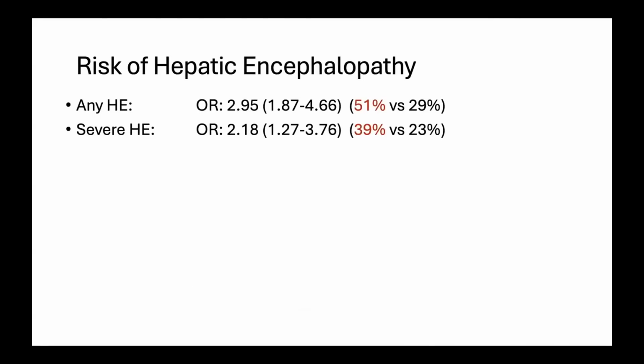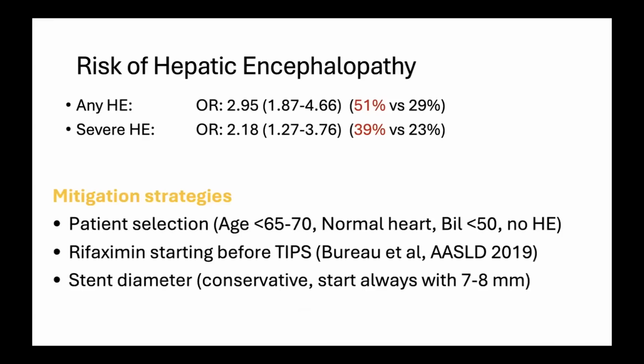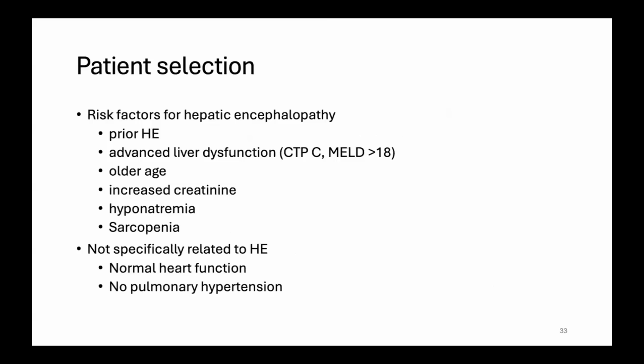Going back to the risk of hepatic encephalopathy: any hepatic encephalopathy occurred in 51% of patients with TIPS, and the rate of severe encephalopathy in patients with refractory ascites is 39% in the TIPS arm. These are results from the randomized trial. So we have to look for mitigation strategies. Patient selection is key. Rifaximin starting before TIPS, and the stent diameter.